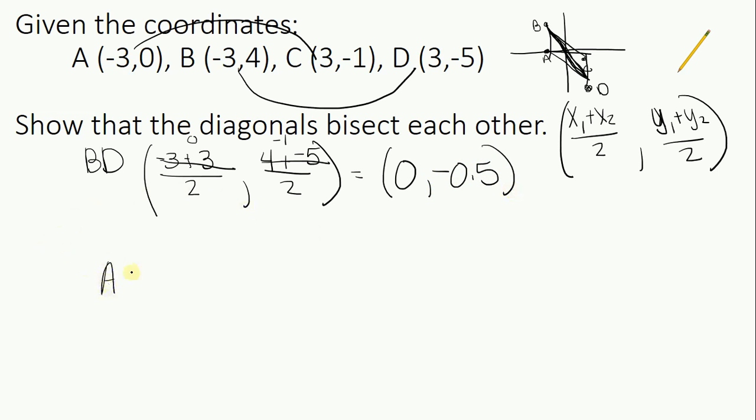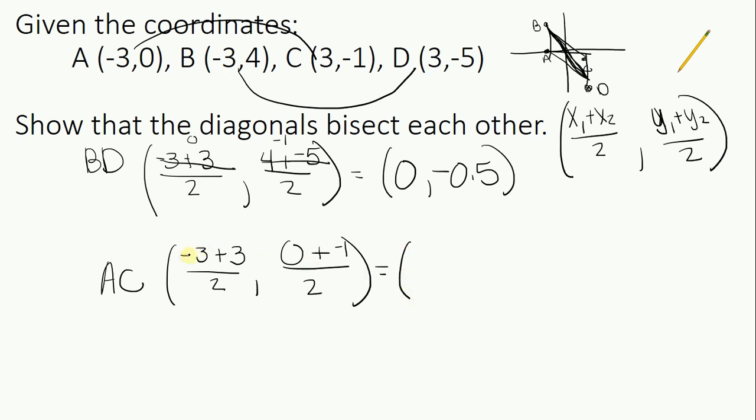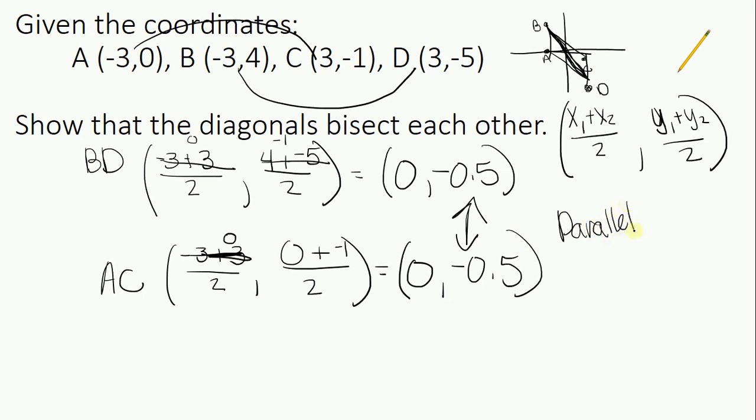Let's check AC now. Let's see what AC's midpoint is. If it is the same, then we do have a parallelogram. So I have negative 3 plus 3 divided by 2, and 0 plus a negative 1 over 2. Negative 3 plus 3, that's 0. 0 divided by 2 is 0. Whoa, and then we get negative 0.5. Notice how these are matching. So in fact, I do have a parallelogram.